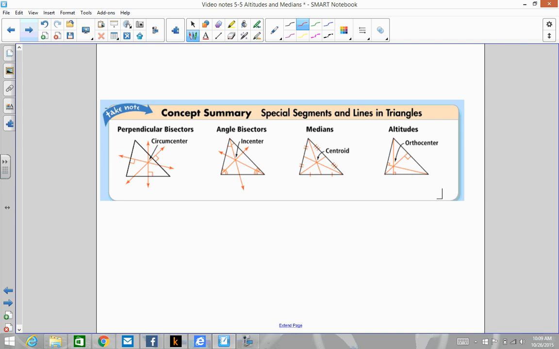All right, so special segments inside triangles. Every triangle can have all three of these. And so there's a perpendicular bisector, where they intersect at the circumcenter. There's the angle bisector, where they all intersect at the incenter. There's a median, where they all intersect at the centroid. And then there's an altitude, where they all intersect at the orthocenter. So these are the special names. You can write those in that chart from the first video if you'd like. And this is a picture for each one also. Ask me in class and I'll talk about special properties of those.